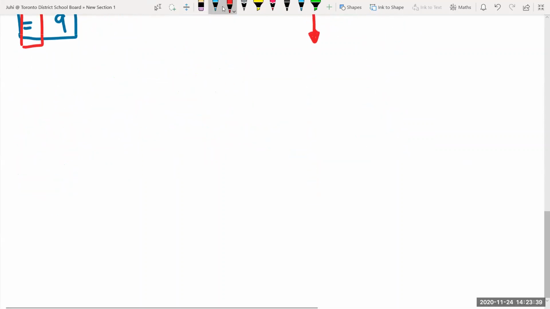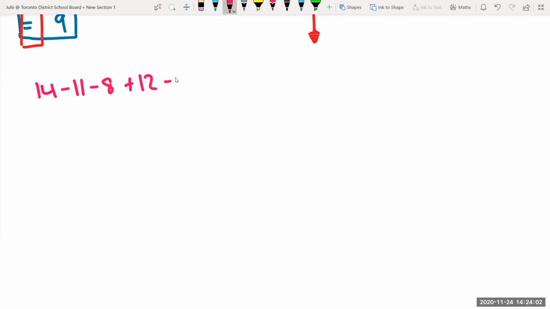Let's do one more question like this. I'm going to take one from your sheet. You might not have your sheet with you right now, but I'm just going to write it down and we'll try it. Okay, so let's try this question: 14 minus 11 minus 8 plus 12 minus 2 minus 14. I'll give you a second to write it down.